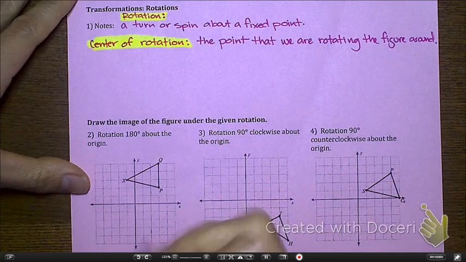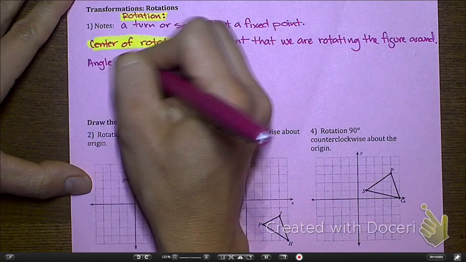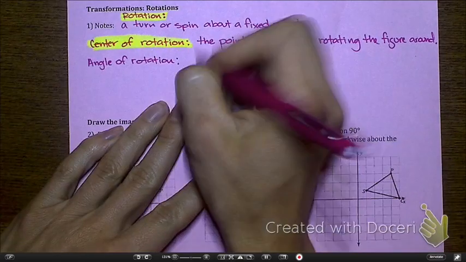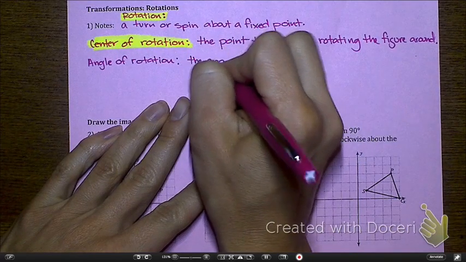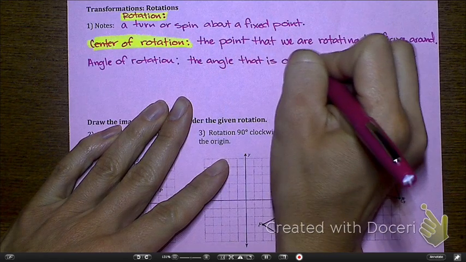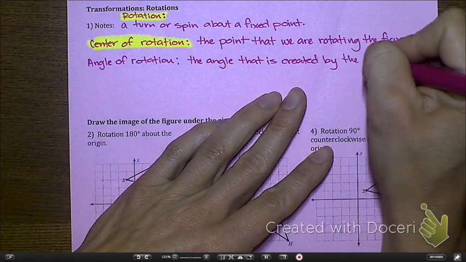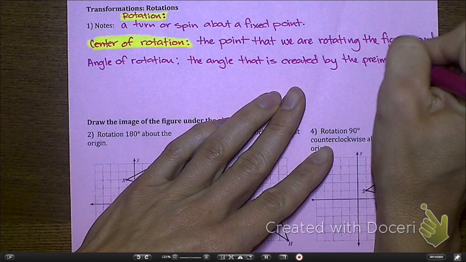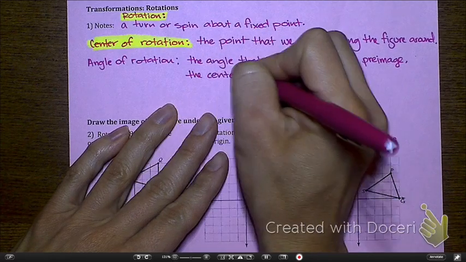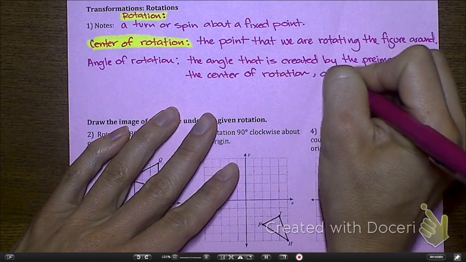And then the last important key definition is the angle of rotation. The angle of rotation is the angle that's created by the pre-image, the center of rotation, and the image.